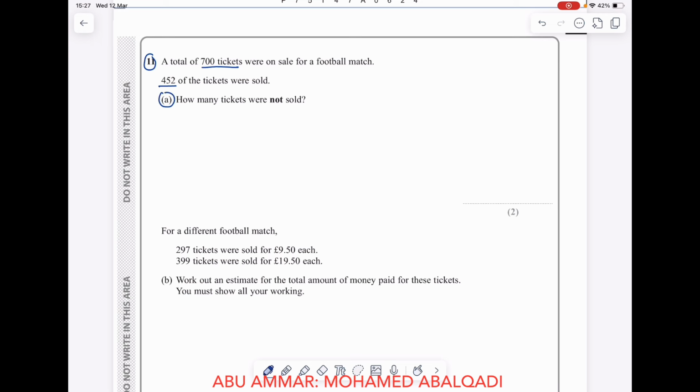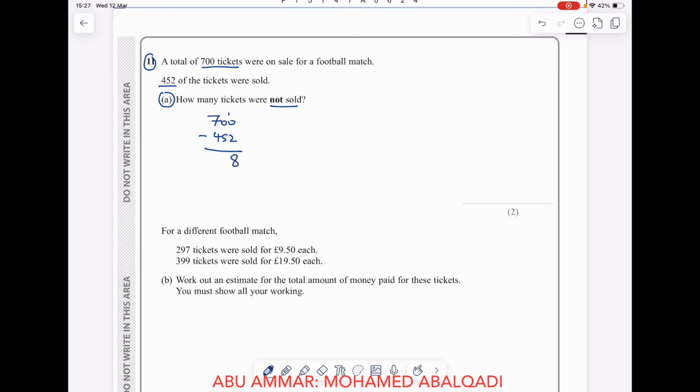How many tickets were not sold? So this is a simple subtraction equation. We need to take out 452 from 700. So 700 minus 452, this will be 10.